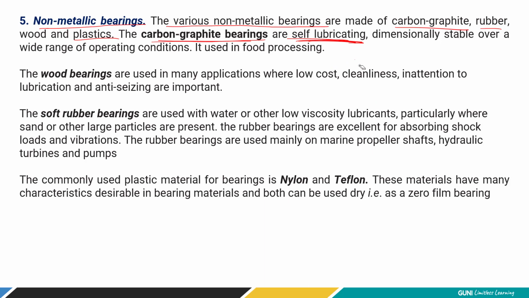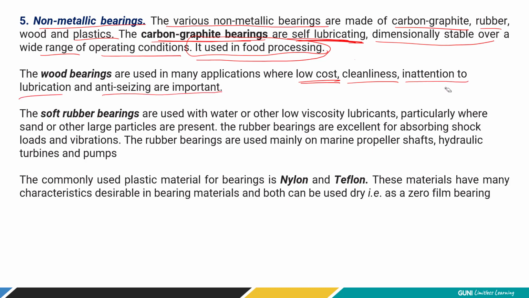So you do not require additional lubrication from the outside. It is dimensionally stable over a wide range of operating conditions. It is used in food processing equipment. The wood bearings are used in many applications where low cost, cleanliness and inattention to the lubrication and anti-seizing are important. So when the application is not that important, you want to minimize the cost and you are not interested in maintaining the lubrication, there you can use the wood bearings. But this wood bearing cannot be used in industrial machines.